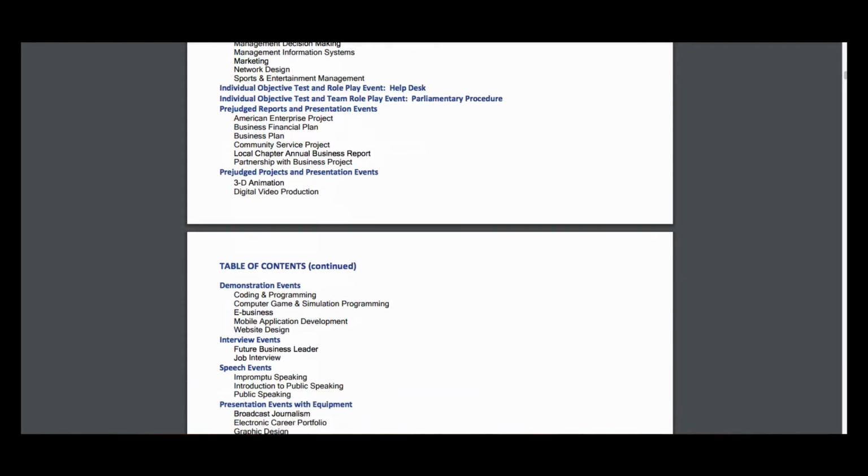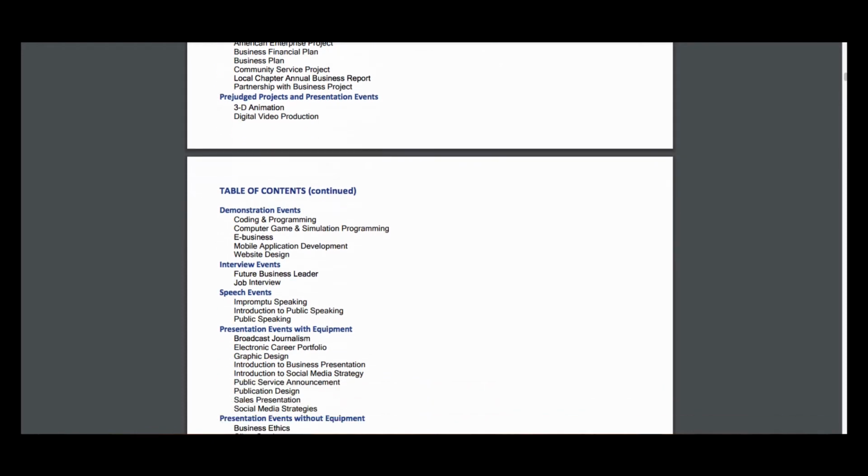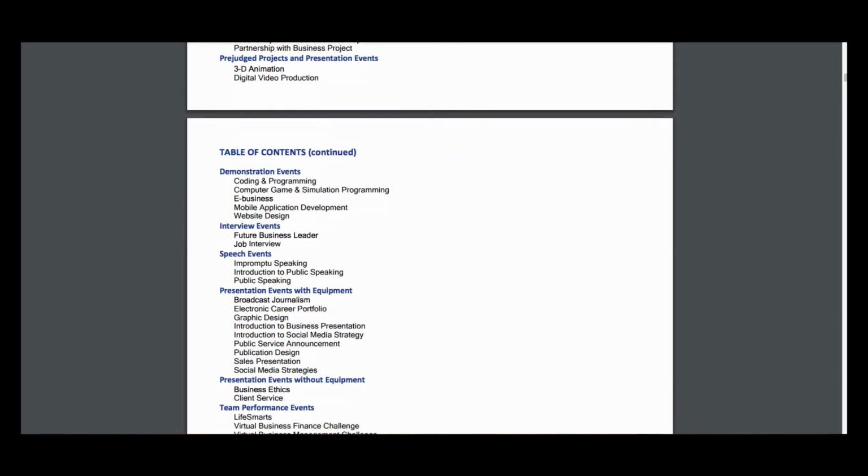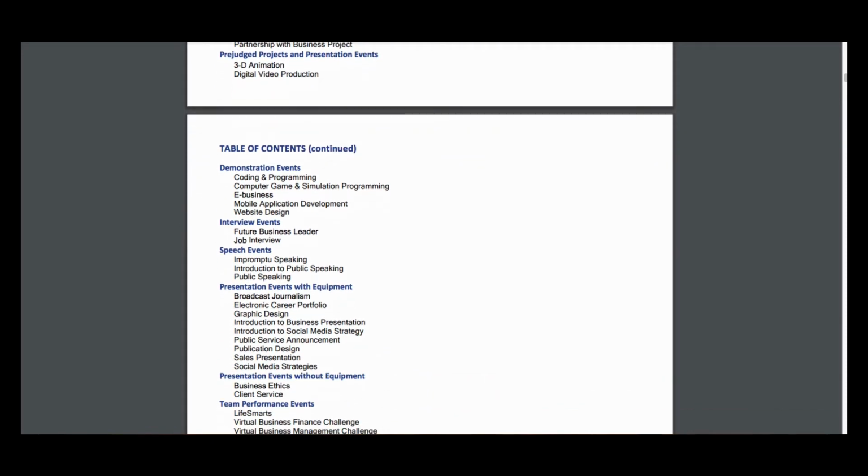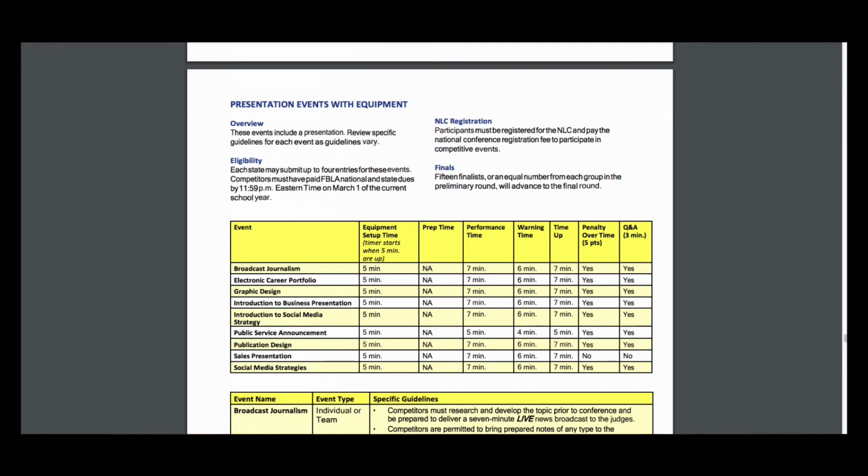So we are going to scroll down and go into presentation events with equipment so that we can see a couple of examples of how to prep for these events. When I click on presentation events with equipment, it takes me to that section, and it's important that I click on the section and not the actual event title itself, and here's why.